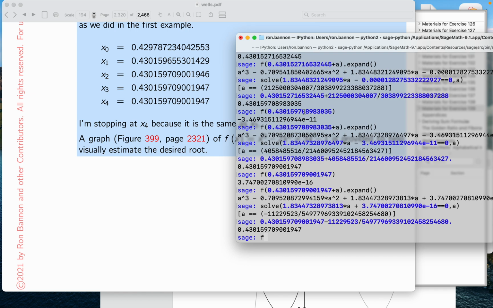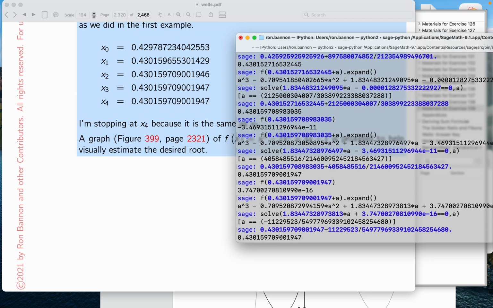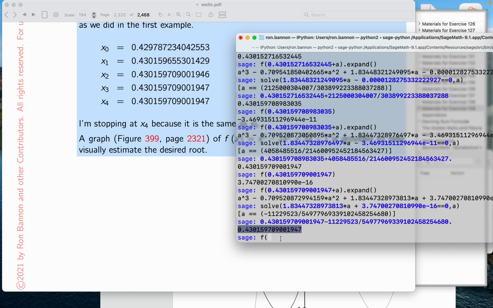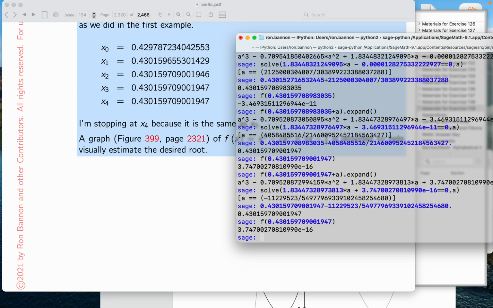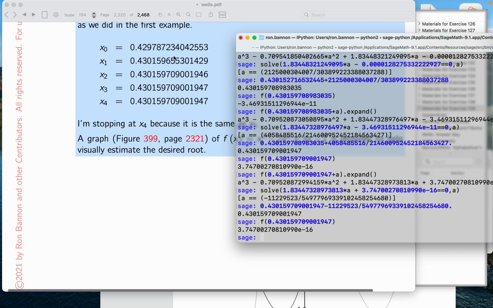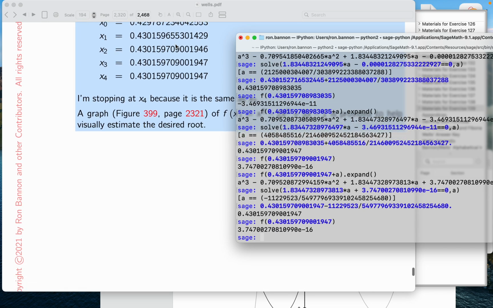I just want to show you f of this final guy over here. There has been no change, by the way. All right, I want to point that out. You're looking at these two things over here, no change. In other words, the corrective factor was so small, the computer didn't even register it. I didn't copy the right number. Let me copy the right number. And again, I want to show you it's really close to 0. That's what we're looking for. Now, e to the minus 16 means 10 to the minus 16th. It's a really small number, all right? It's a pretty good root. Again, we're getting the same number over here, 0.430, 159, 709, 001947. I must have started with a different number, and that's why that's happening. Don't worry about it, all right?